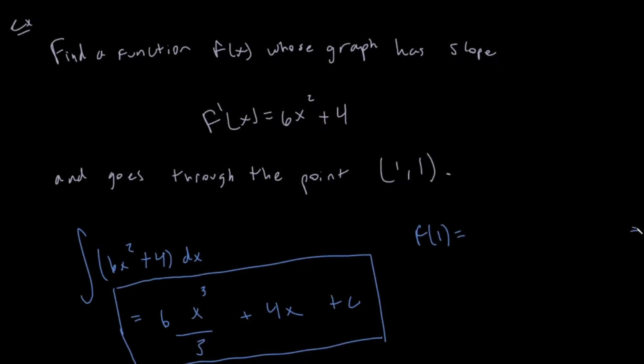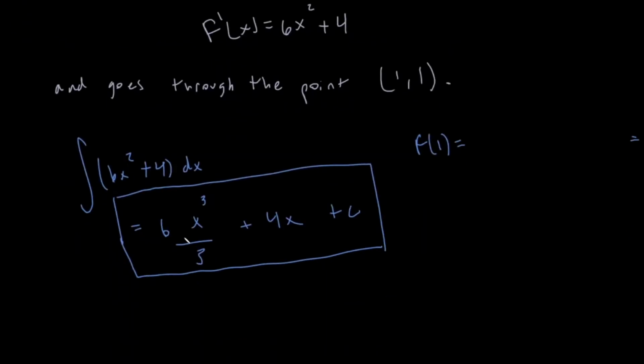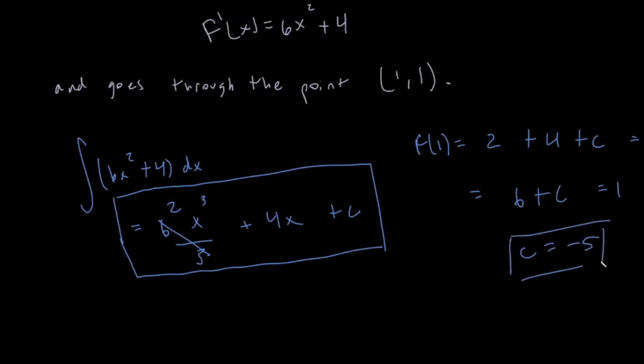F of 1 equals 1. And so for f of 1, I'm just going to go ahead and plug in 1. 6 times 1 cubed over 3 is just 2. So maybe I'll just simplify this. That's 2 times 1 cubed is 2, plus 4 plus c. So 6 plus c equals 1. So c must be negative 5. So our true function is 2x cubed plus 4x minus 5.